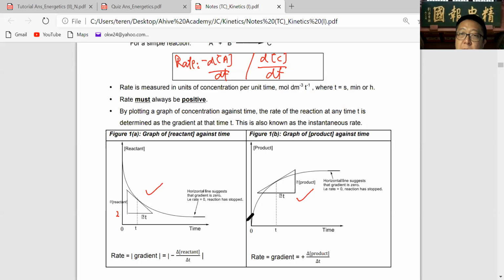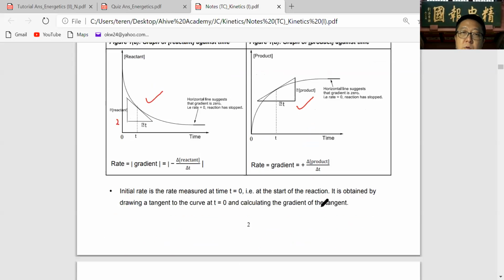Product is the other way around. From zero, you start going up. Can you see? Going up, initially you form very fast, then you slow down, and eventually you reach horizontal because your reaction stopped. So simple. Okay, let's go down to initial rate.